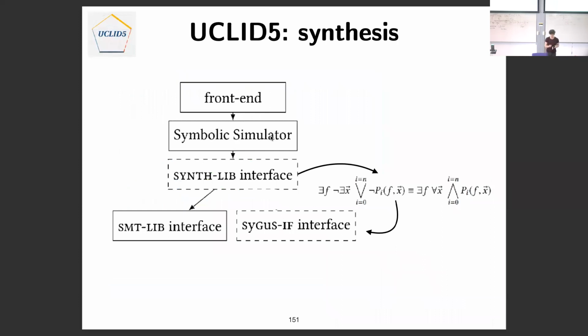So how is it working underneath? We've got this symbolic simulator underneath, which is generating these properties. Then it's spitting this out to an SMT solver, or to a SyGuS solver. This is fairly unsurprising, I think.